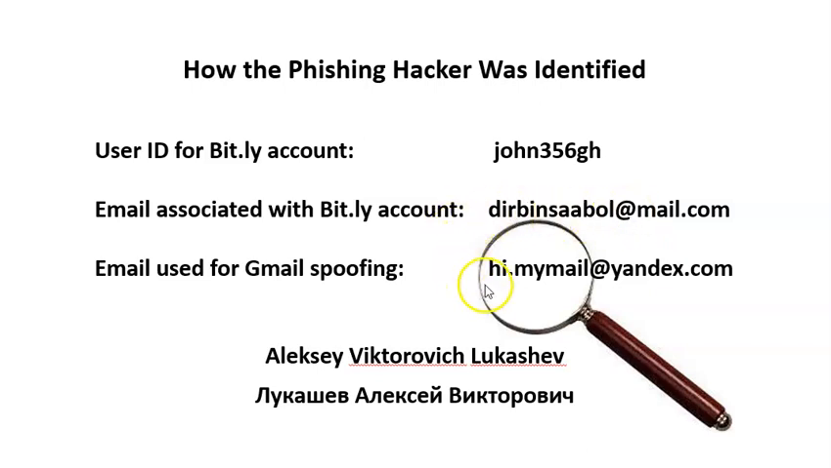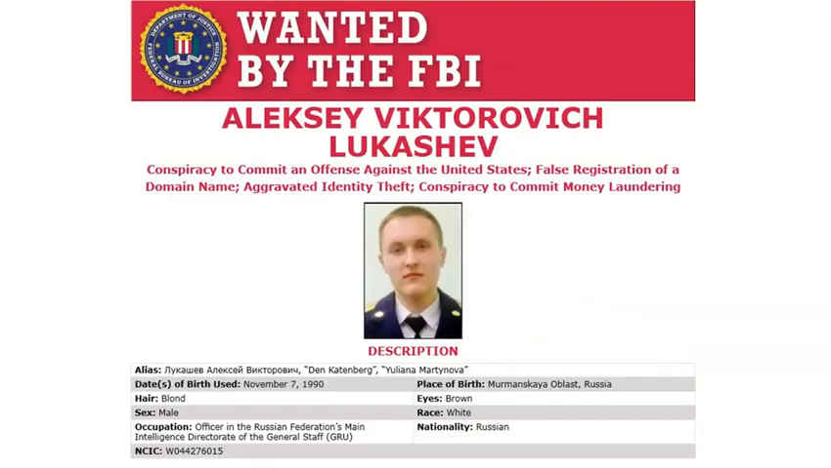The email account used to spoof the Gmail that John Podesta received had the actual email of hi.mymail@yandex.com. These accounts were associated with the Russian Alexei Lugashev. A similar phishing approach was used to gain access to the Democratic Congressional Campaign Committee. Once the Russians got a password for and infected the Democratic Congressional Campaign Committee computers, they were able to gain access to the Democratic National Committee servers through a shared connection.